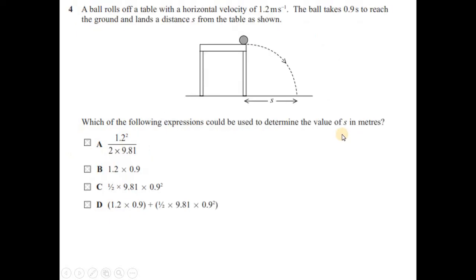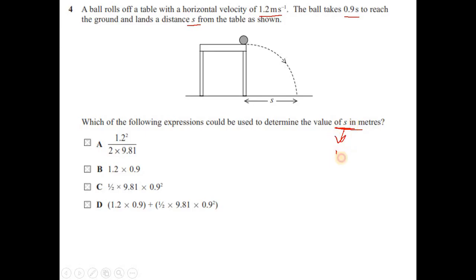Question number 4. A ball rolls off a table with a horizontal velocity of 1.2 meters second inverse. The ball takes 0.92 second to reach the ground and lands distance s from the table as shown. Which of the following expressions could be used to determine the value of s? Remember, it is all about projectile.